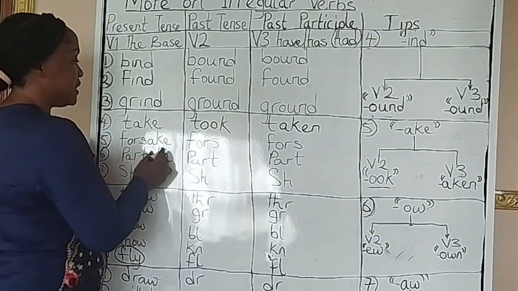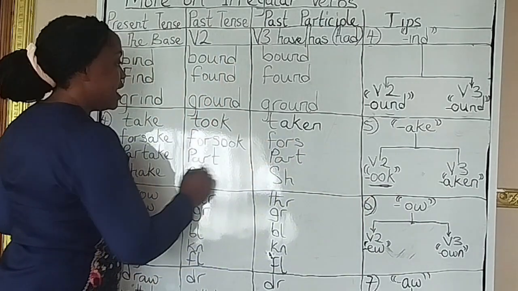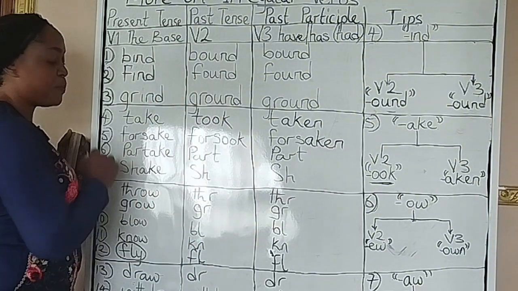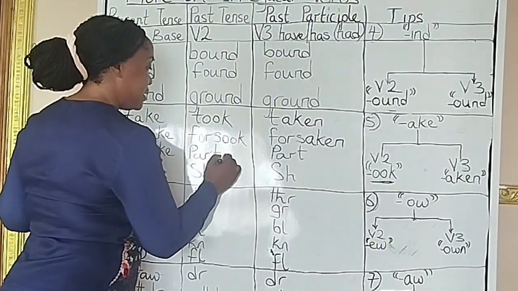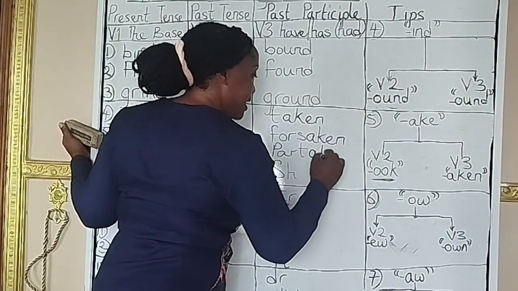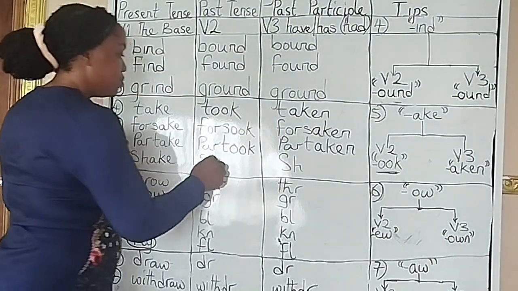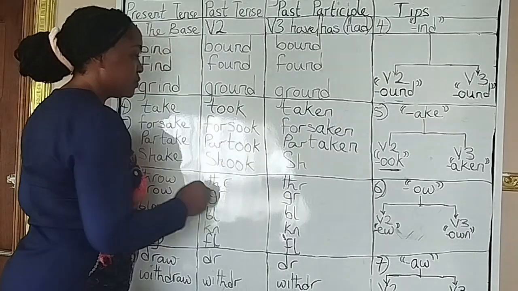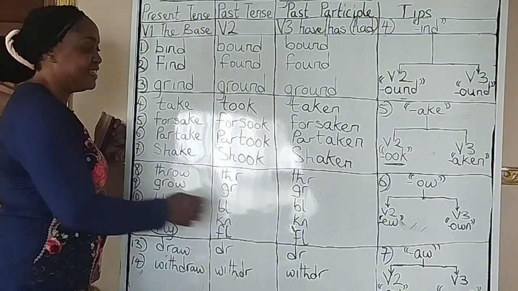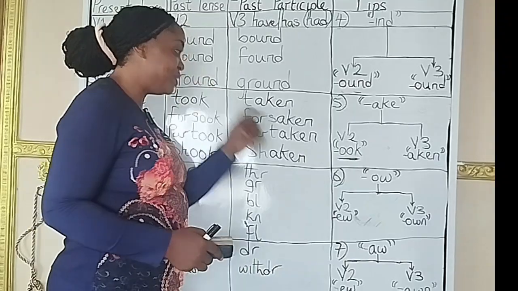All right. Forsake, forsook. Remember V2, and the V3 says forsaken. We come to partake. Partake, we say partook, and the V3 will say partaken. And we come to the next, shake. So, shook, shaken. All right. And we have the next rule. You can as well call it a tip. So let's go to the next tip.